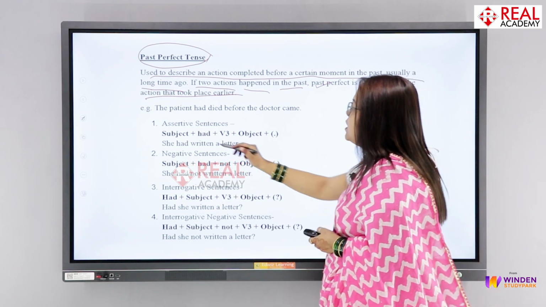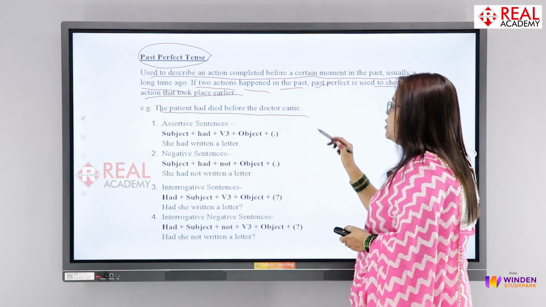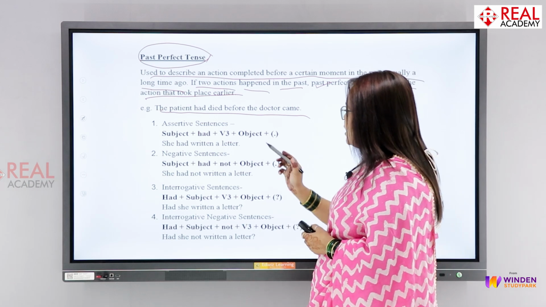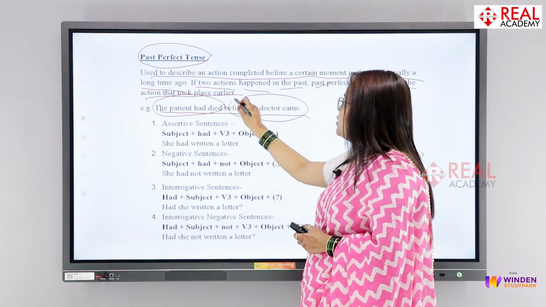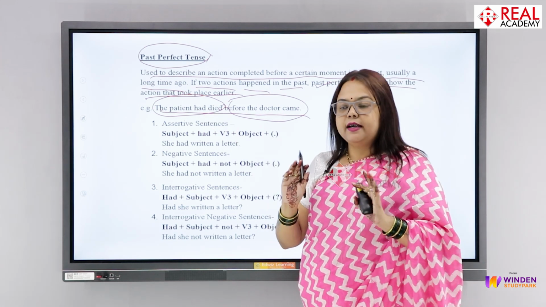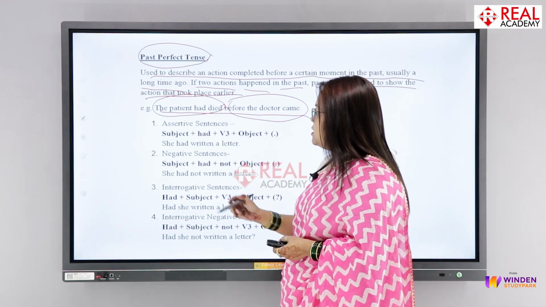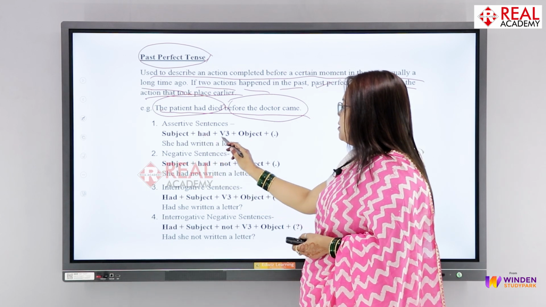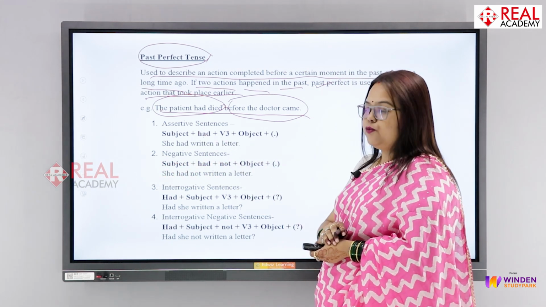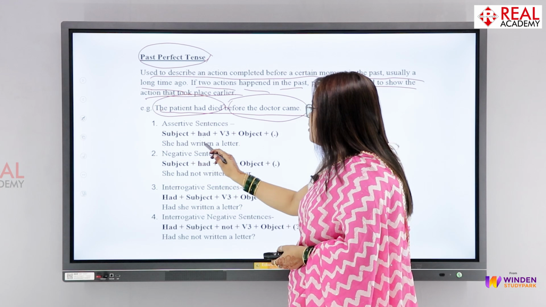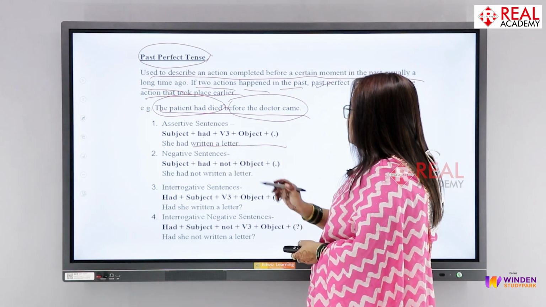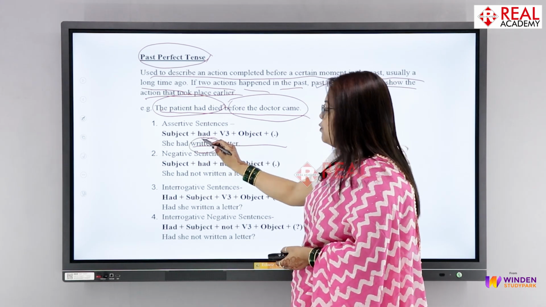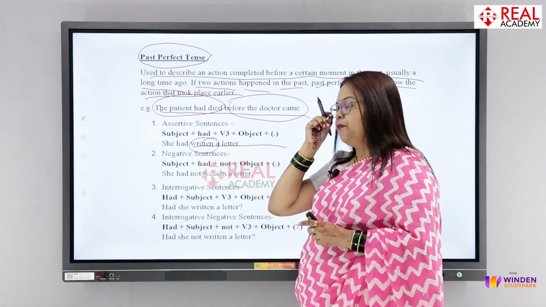Now, let's see: The patient had died before the doctor came. That means this action had already happened before the doctor came. The patient had already died. Now, let's see the assertive sentence: subject plus had plus V3 plus object plus full stop. She had written a letter. Written a letter, that means the verb's third form. We have used the verb's third form.